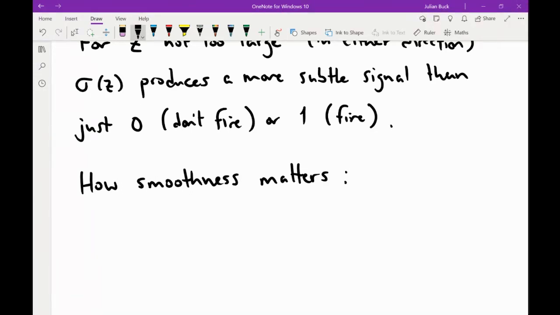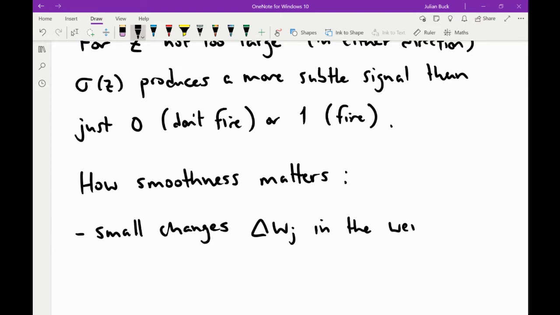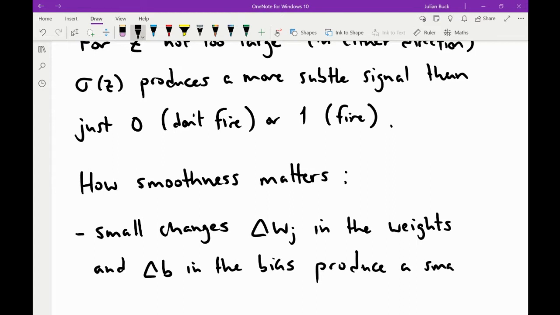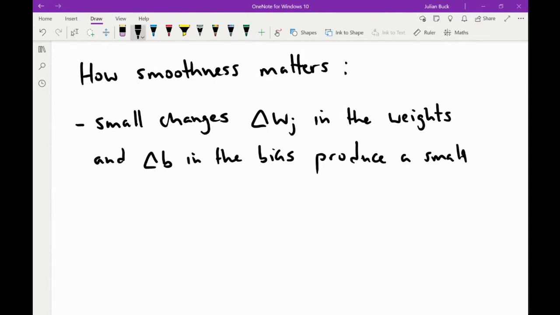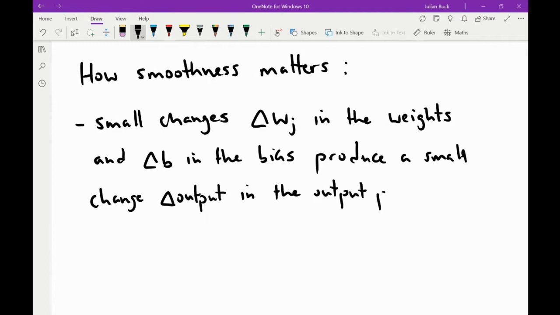Okay. The basic point is this: small changes in, say, delta Wj, we use delta to kind of indicate change in the weights, and say delta B in the bias, produce a small change, say delta output, call it, in the output predictions of the sigmoid neuron.